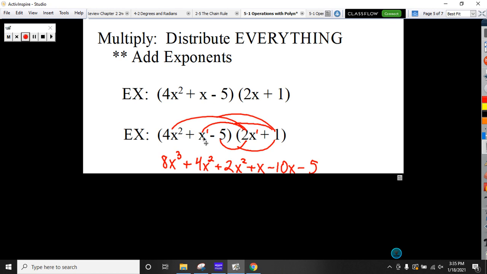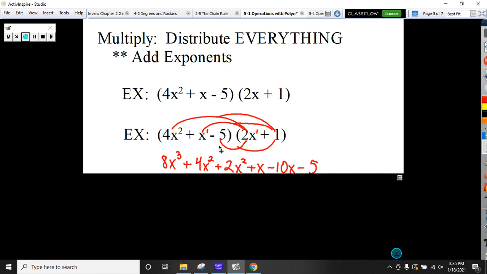Now we're going to take this x times both of these. So we take x times 2x. So that's 2, because again, this is like a 1, so 1 times 2 is 2. And then an x times an x becomes an x squared, because both of those have an exponent of 1. Add those exponents, so that's where we get the 2x squared. Then we take x times the 1, which is just x.